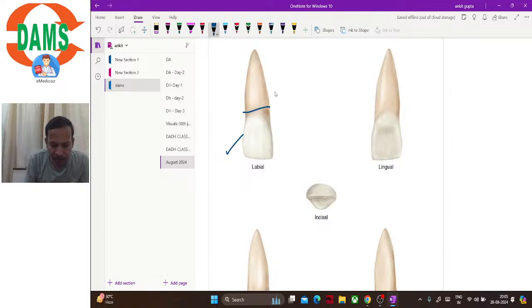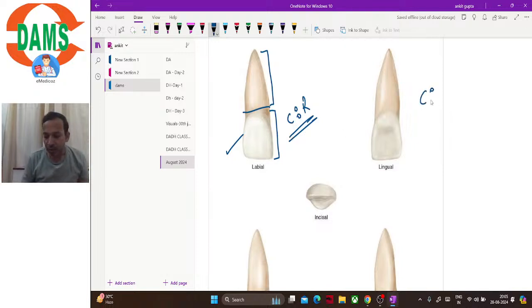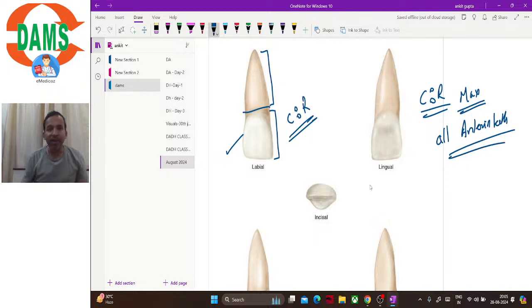So the first thing that you should notice here is the crown to root ratio of maxillary central incisor, right? This is high. So crown to root ratio, it is high, and it is maximum amongst all anterior teeth. So all the anterior teeth, be it primary or be it permanent, maxillary permanent central incisor is the one which has highest crown to root ratio. So its crown is relatively longer as compared to its root length.